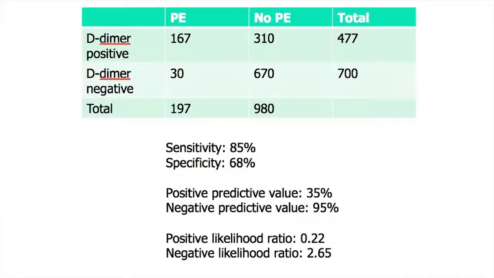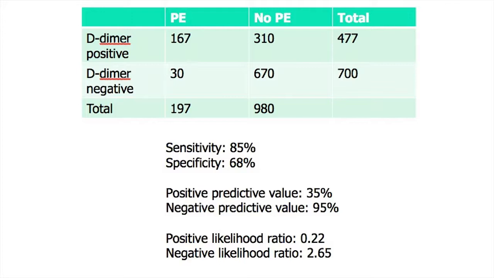So why don't we look at this in a worked example? This is some data taken from a journal article published in the Annals on the use of D-dimers in helping to rule in or rule out the diagnosis of PE. Here we have a table with the numbers representing the number of patients in each group. If you were to work out the sensitivity and specificity, you can see here they've been calculated. The sensitivity of D-dimer for establishing the diagnosis of PE is 85%, whereas the specificity is slightly lower at 68%.